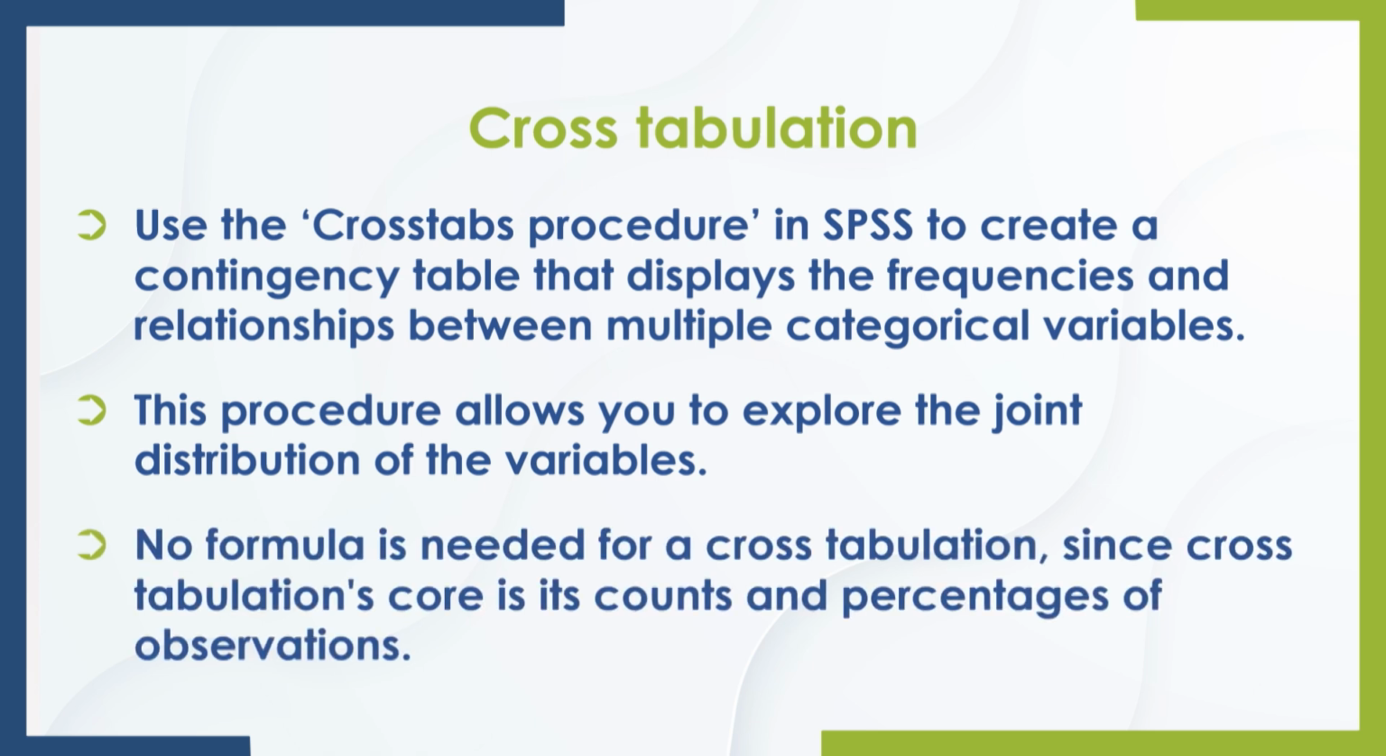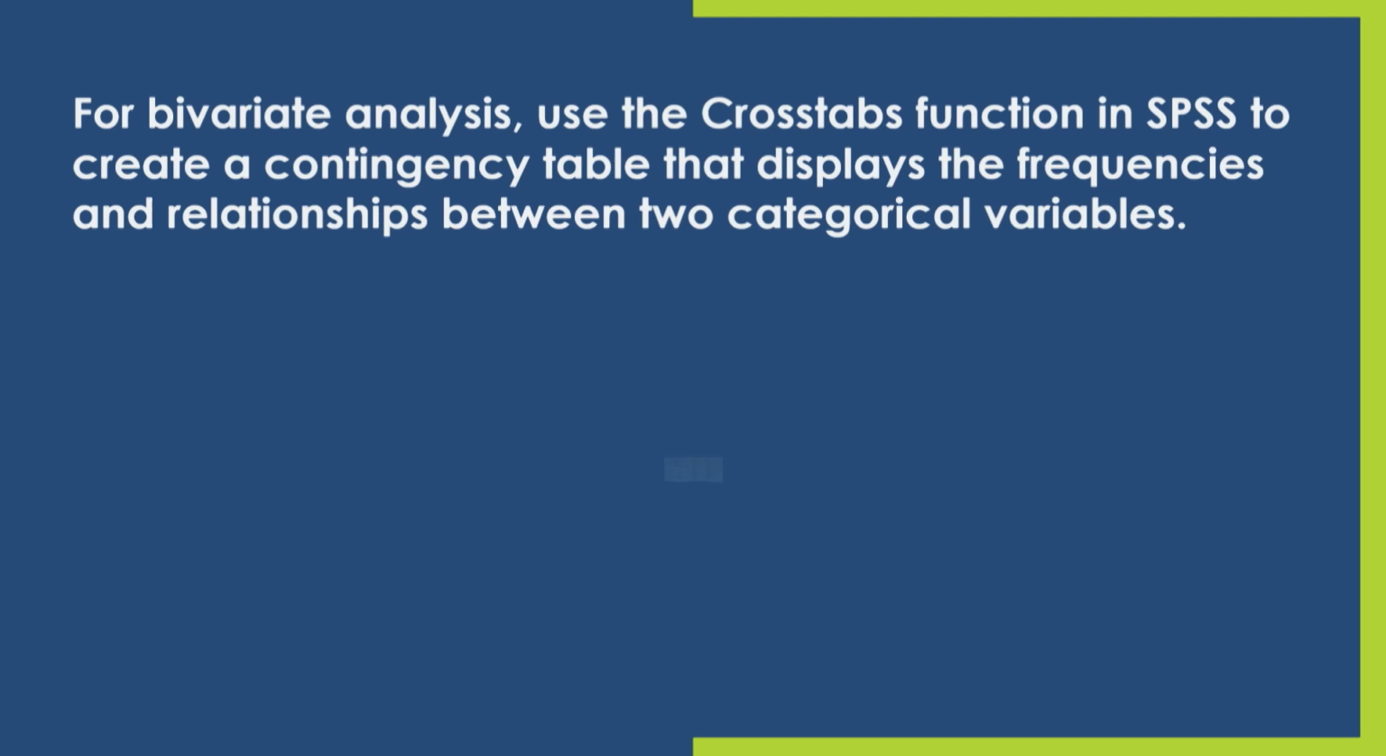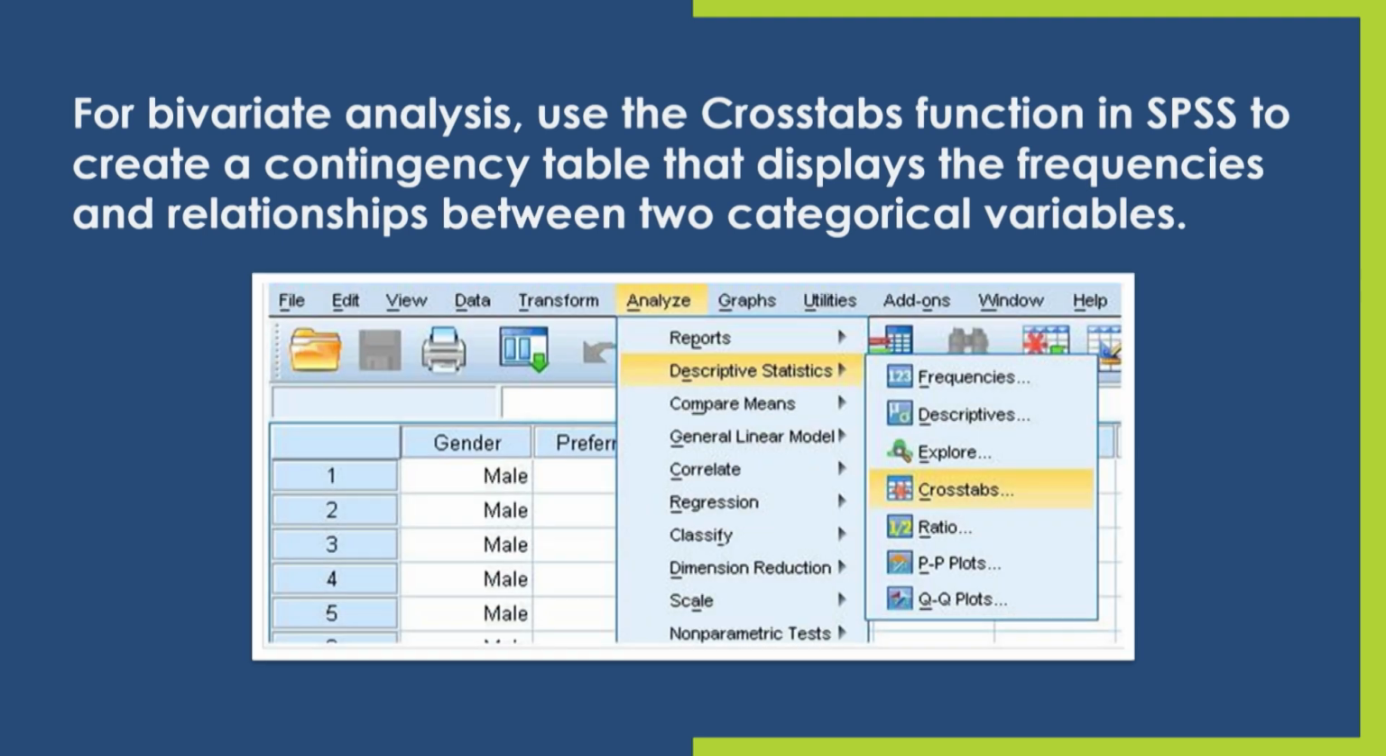No formula is needed for cross tabulation, since cross tabulation shows the counts and percentages of observations. For bivariate analysis, use the crosstab function in SPSS to create a contingency table that displays the frequencies and relationship between two categorical variables. For creating cross tabulation, you select the Analyze menu. From the Analyze menu, click Descriptive Statistics, then click Crosstabs.